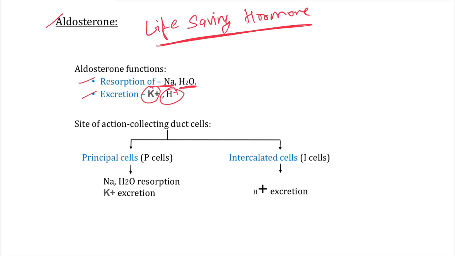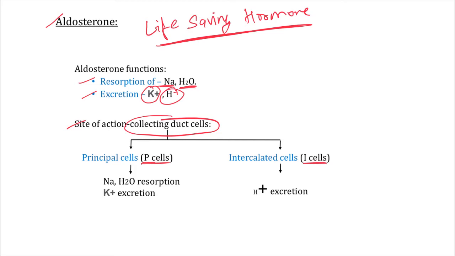Now see sir, where will this aldosterone act in the nephron? So the site of action of aldosterone is collecting duct cells, right? So we have two major cells. One is P cell, the principal cell, and the second one is I cell, intercalated cells. So in the nephron, it will act on the collecting duct, and there are two cells, P cells and I cells, where this aldosterone will perform its action.